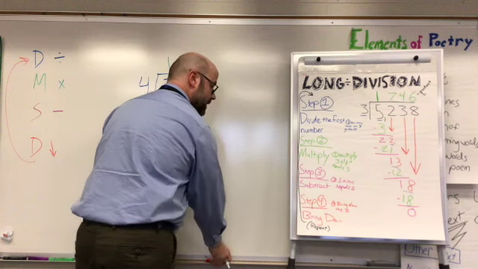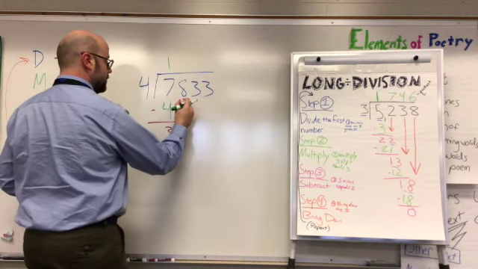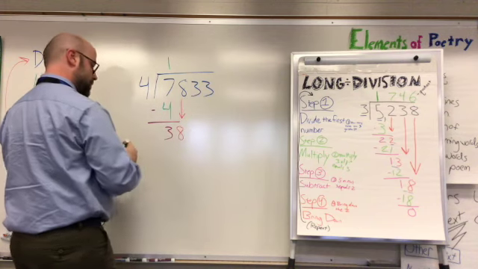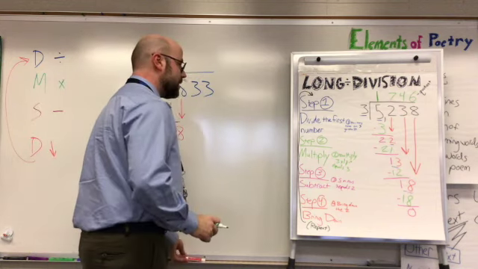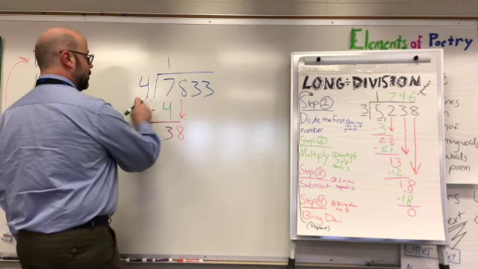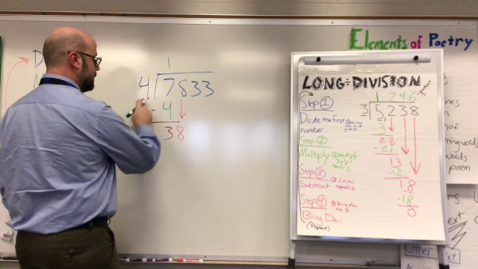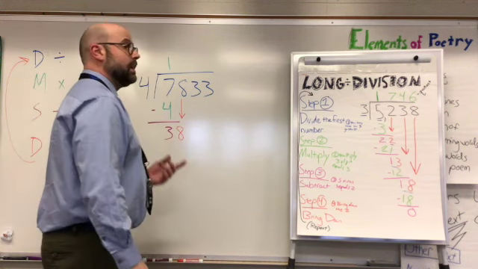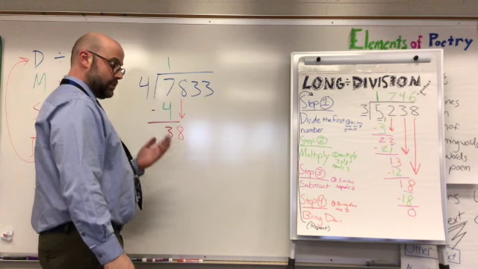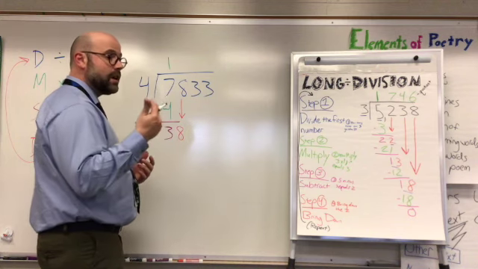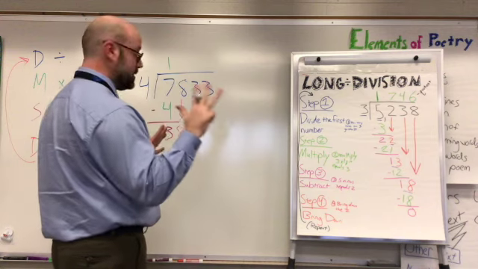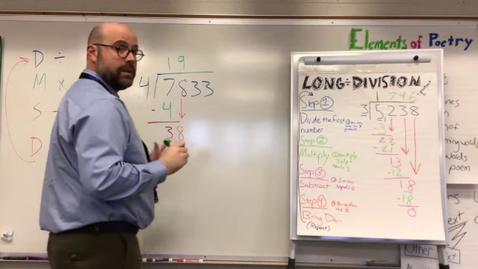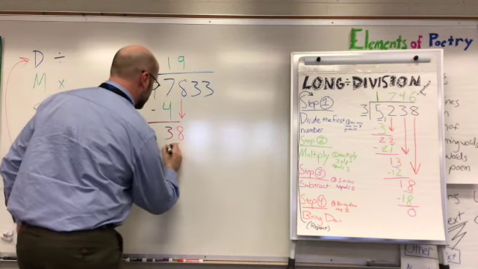Step 4, drop, bring down. And then repeat the process all over, except we're not up here anymore. We did 4 into 7, now we need to come down here. 4 into 38, step 1. How many times can 4 go into 38? 4, 8, 12, 16, 20, 24, 28, 32, 36. 9 times 4 is 36. So 9 up there. 9 times 4 is 36.